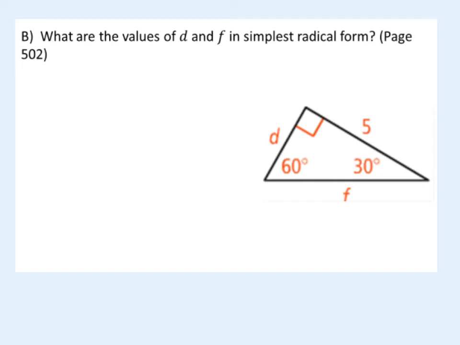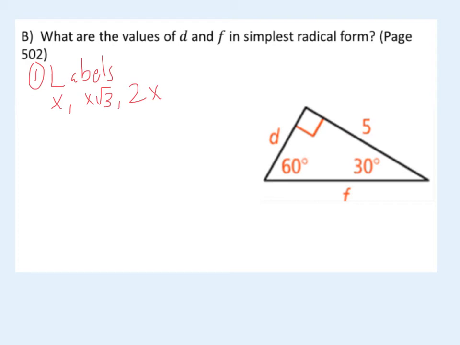So again, I have the 30, 60, 90. Your first step is label your sides. Label your sides x, x square root 3, and 2x. The x doesn't really matter when you're using this. You can use any variable.